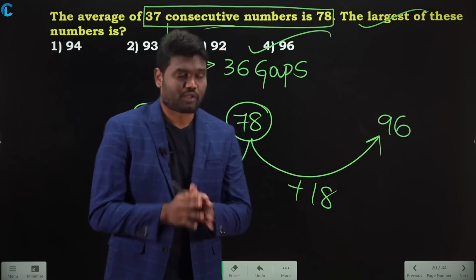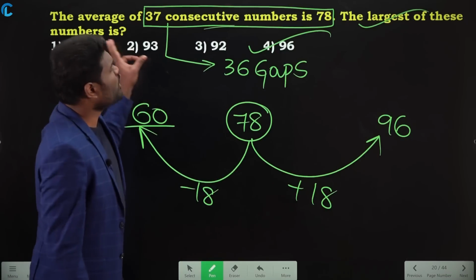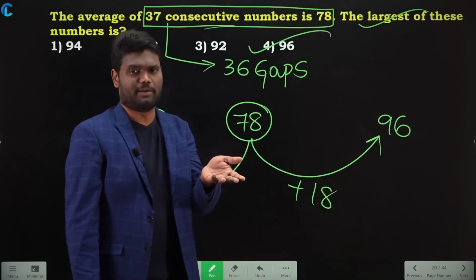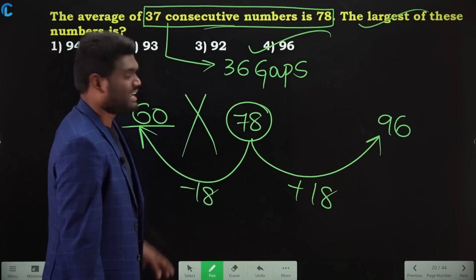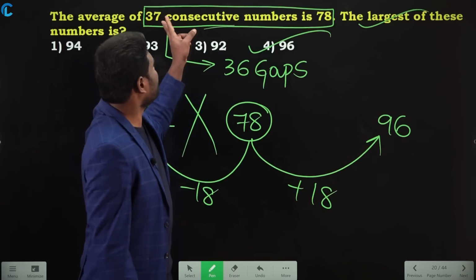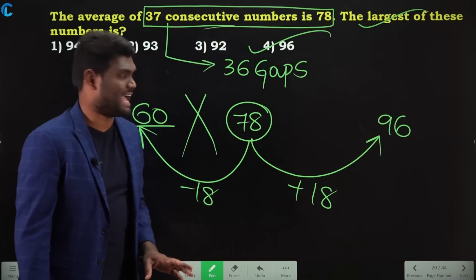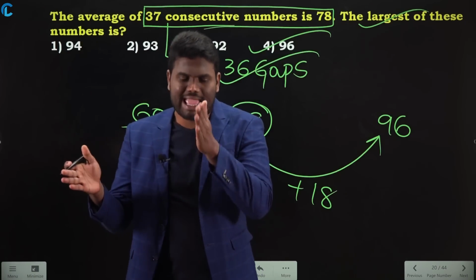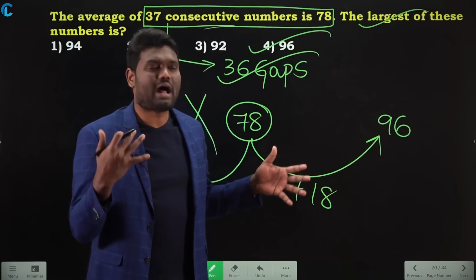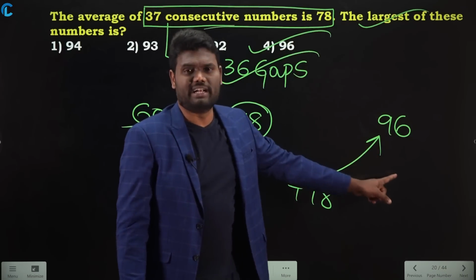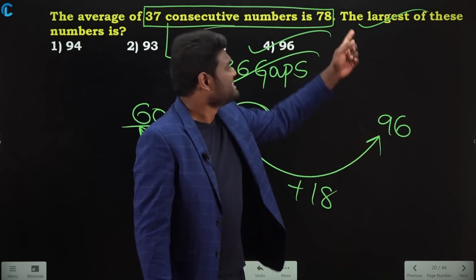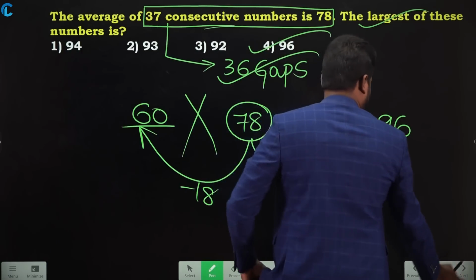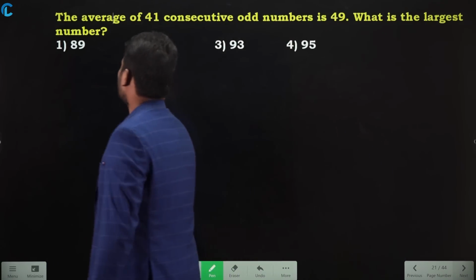Very simple. Once if you learn the concept, you will not do anything. Without representing this diagram also, you can mark the answer easily. You will not use this pen and paper also. Directly you will say like, for 37 consecutive numbers, you will have 36 gaps. Out of these 36 gaps, 18 will be forward, 18 will be backward. So if you need to know highest number, 78 plus 18. If you need to know lowest number, 78 minus 18. Okay? If you learn this concept, you can mark those answers much faster. Let us look at the next one.